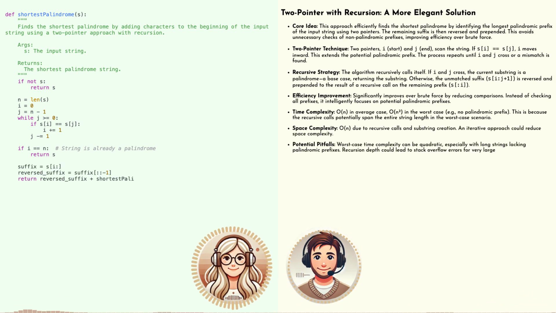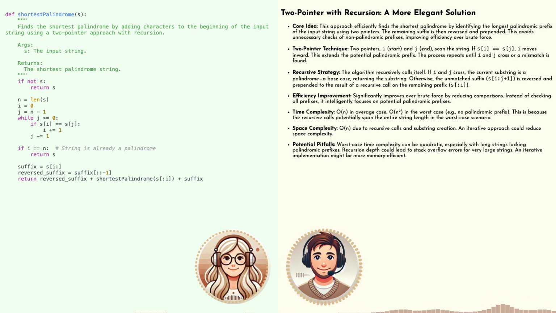Exactly. And this is where recursion comes in. We can break the problem down by recursively calling the shortest palindrome function on that remaining substring ba. So we're essentially saying, okay, we know abikbe is good so far, but let's figure out the shortest palindrome we can make with this leftover ba and then combine the results. Precisely. And in this case, the shortest palindrome for ba is simply aba.